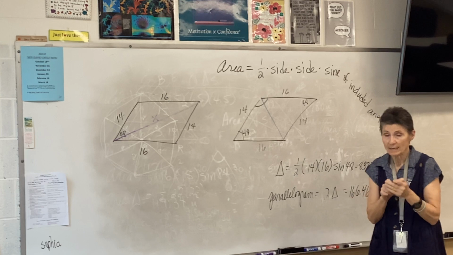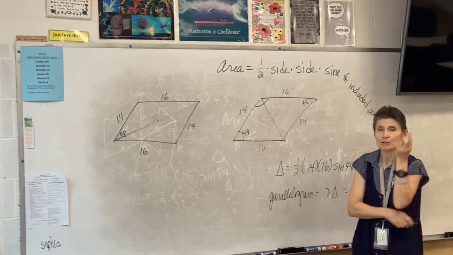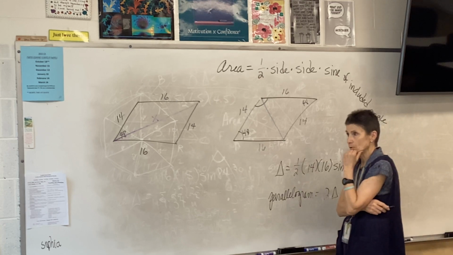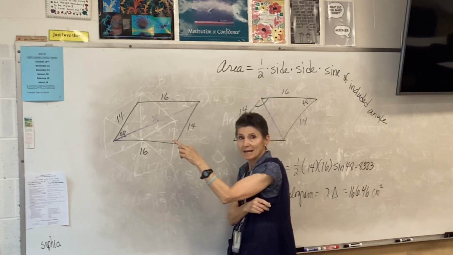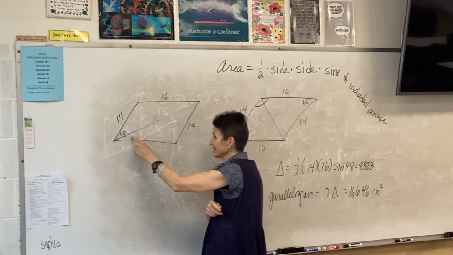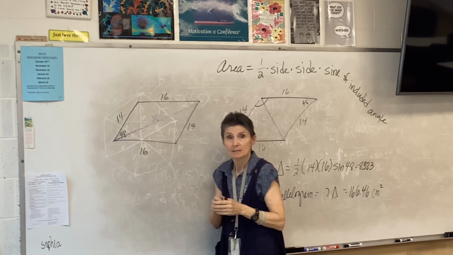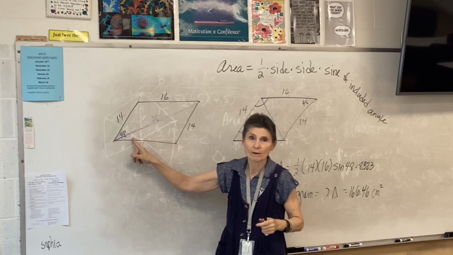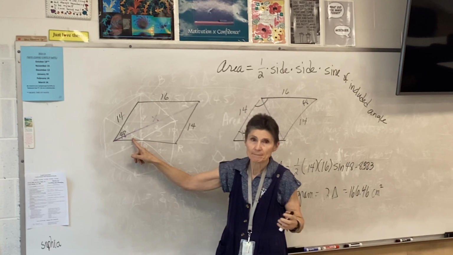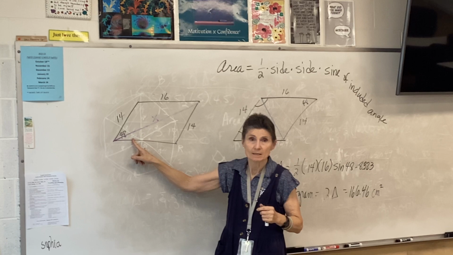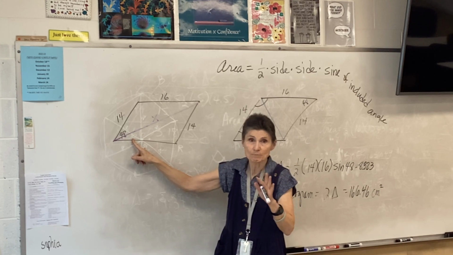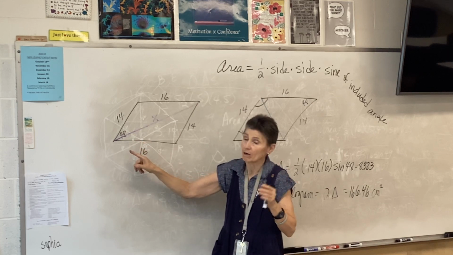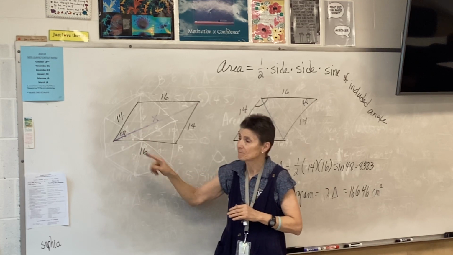Before I go any further, I need to remind you of two really important things about parallelograms. First of all, this diagonal does not cut this angle in half. So this angle gets cut, but it's not 24 and 24. That only happens in a rhombus. This isn't a rhombus, so don't make any assumptions, not 24s. Not sure what they are, but I know they're not 24s.